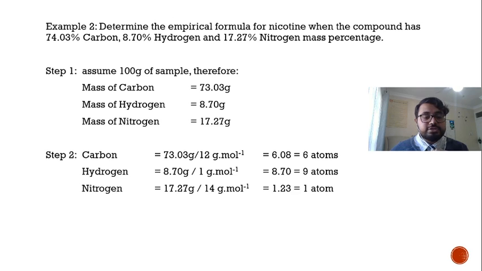And nitrogen is 17.27 divided by 14, which should give us 1. Okay, so the empirical formula for nicotine is C6H9N.